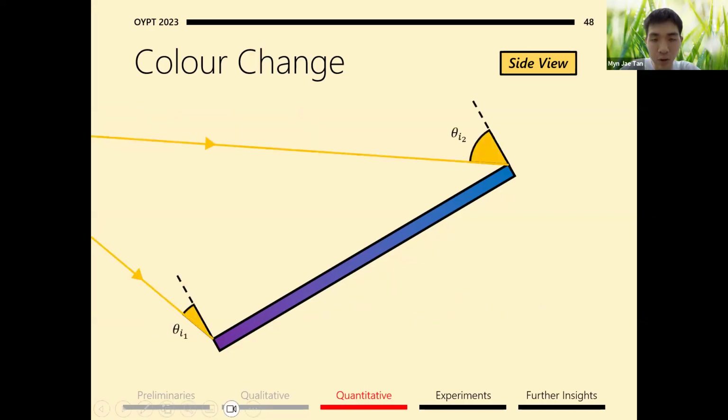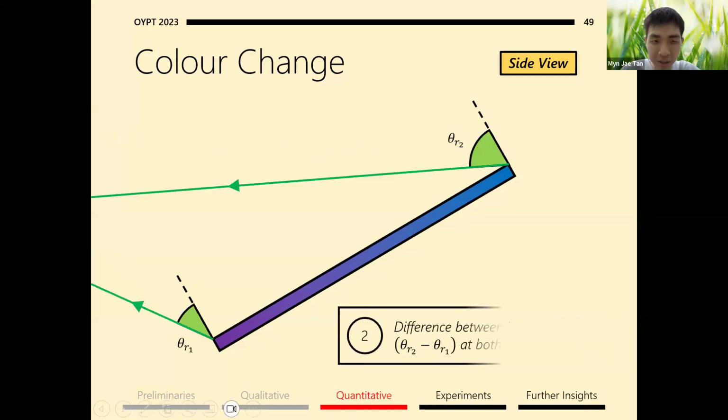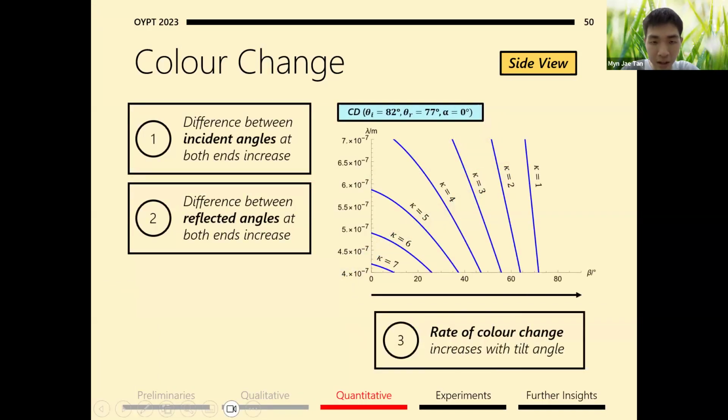And then we can also explain why the color becomes less uniform, like we see more rainbow colors when we increase the third angle further. When you increase the third angle, the difference between the incident angles at both ends will also increase. The same also applies for the reflected angles. Because of these two factors, and also the third factor, that the rate of color change increases with the third angle, which is essentially represented by the gradient of the graph as shown, the line color will become less uniform because there's a steeper gradient. So there is a greater change in color as we increase the third angle.